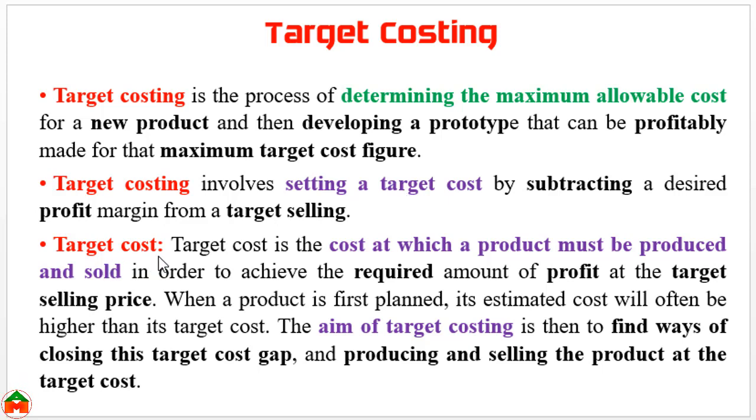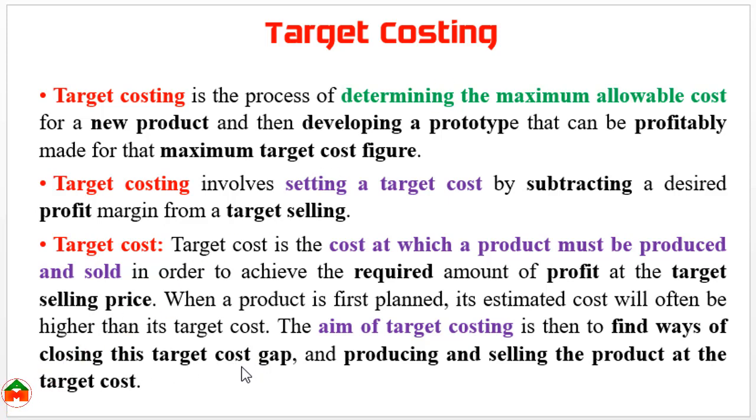And what is target cost? Target cost is the cost at which a product must be produced and sold for achieving the required profit at the target selling price. In the target costing approach, we find out the target cost, and target cost is the cost at which we should produce our product so that we can achieve our target profit at the target selling price. That means the main purpose of target costing is to find ways of closing this target cost gap.